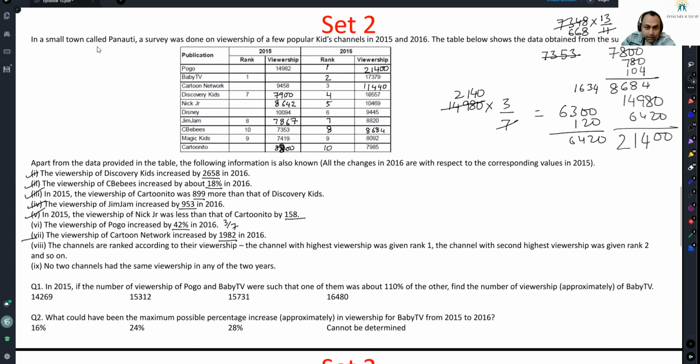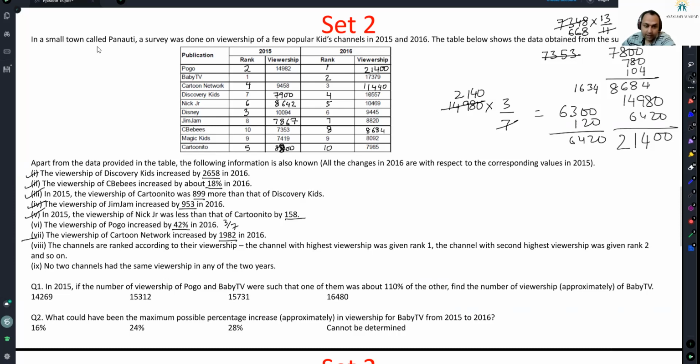Here, the highest available number after rank 1, so this is rank 2, this is rank 3, 9000, so this is rank 4, 8800, 8642. This is rank 5, this is rank 6, 7 is here, 8 is here, 9 is here, 10 is here. Okay, so I pretty much have all the ranks, everything apart from Baby TV viewership.